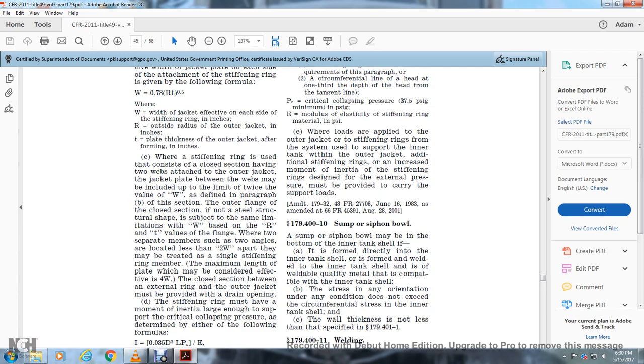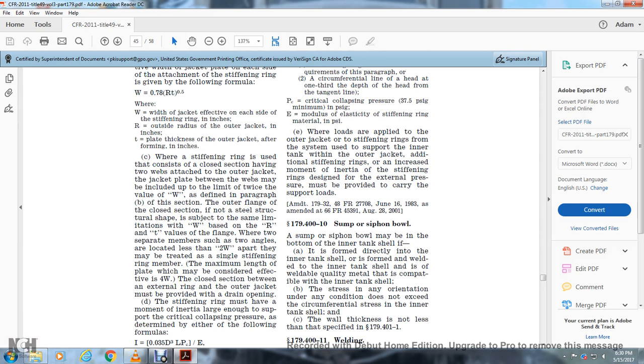When the stiffening ring is used consisting of a closed section having two webs attached to the outer jacket, the jacket plate between the webs must be included, with the limit of twice the value of W, per paragraph B of the section, for the outer flange of the closed section. If it is a steel structural shape, the same limitation on the width W applies, based on the R and T values of the flange, where two separate members, such as two angles, are located less than 2W apart, but may be treated as a single stiffening ring member. The maximum length of the plate which may be considered effective is 4W. The closed section between the external ring and the outer jacket must be provided with a drain opening.